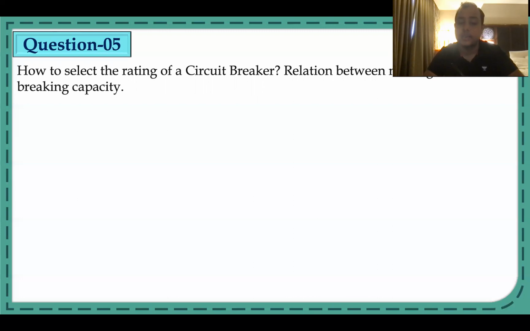How to select the rating of a circuit breaker, relation between making and breaking capacity? So you will say circuit breaker rating is decided on the basis of the most severe fault, which is a three-phase symmetrical fault. Though this fault is most rare, it has the highest MVA rating. So MVA rating of circuit breaker is the MVA rating of three-phase short circuit fault at the circuit breaker location. Relation between making and breaking capacity. Breaking capacity refers to the power handled by the circuit breaker when it opens the circuit. Making capacity is the power handled by the circuit breaker at the maximum current, at the peak current in the subtransient region. And you know that making capacity is 2.55 times the breaking capacity.